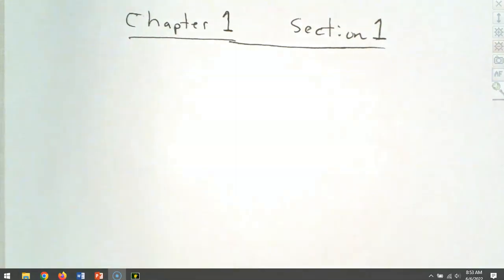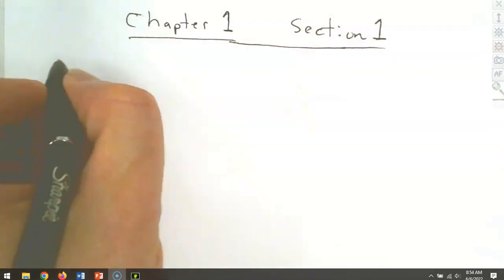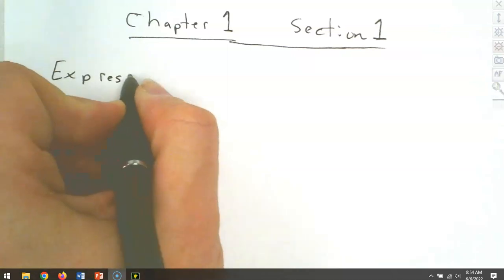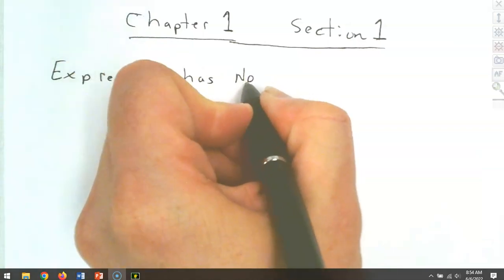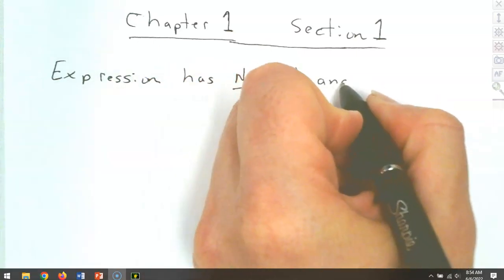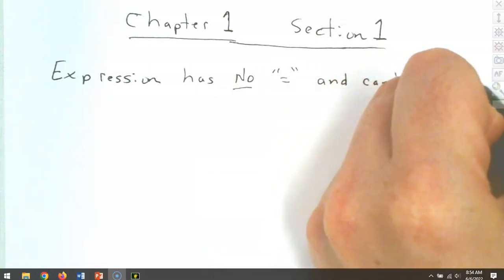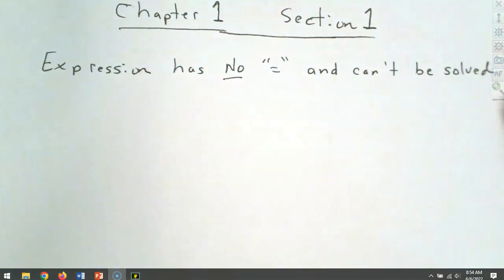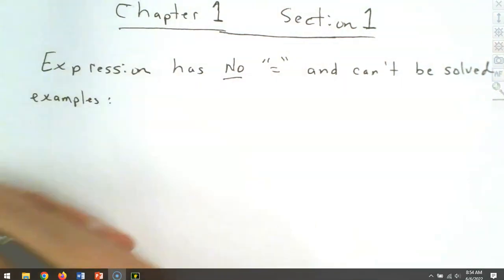So let's go ahead and get started. We need to know some basic definitions. So we need to know the difference between an equation and an expression. So we'll start off with an expression. So an expression has no equal sign, and cannot be solved. Now, it might be able to be simplified, but you can't solve it. So here's some examples of expressions.